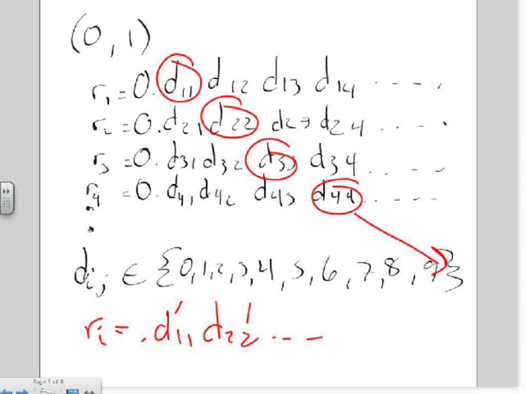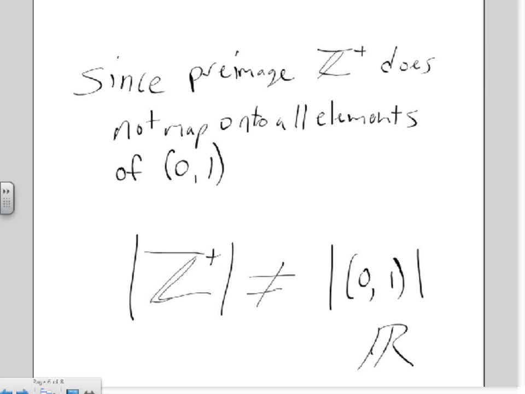And what this shows is that there's an element from 0 to 1 that wasn't previously in the set from 0 to 1, which leads to the statement that since the preimage of the positive integers does not map onto all elements of 0 to 1, since there's a new element of 0 to 1 that wasn't previously accounted for, that shows that the cardinality of the positive integers does not equal the cardinality of the real numbers between 0 to 1, which means that the real numbers between 0 to 1 are not countable, which means all real numbers are not countable. That's Cantor's theorem by Group B16.